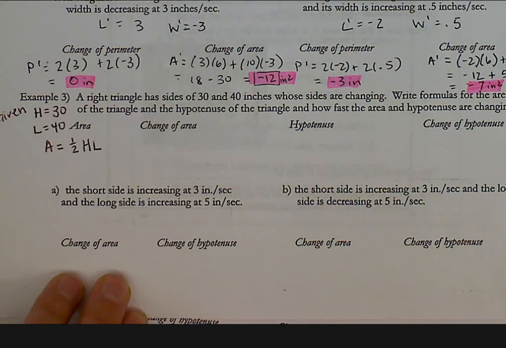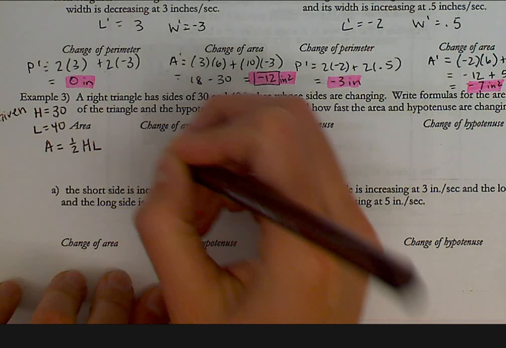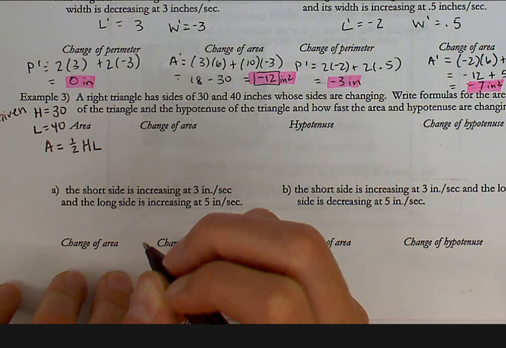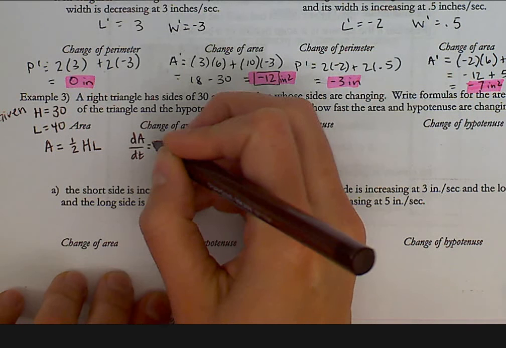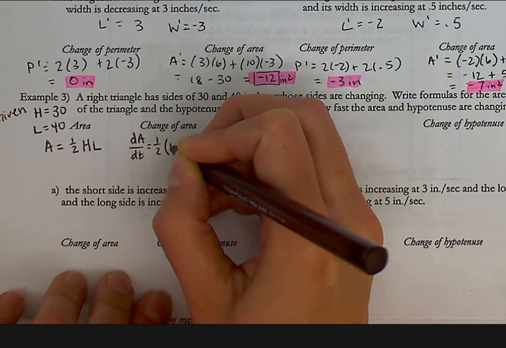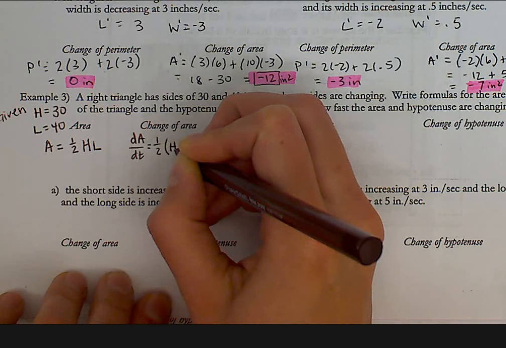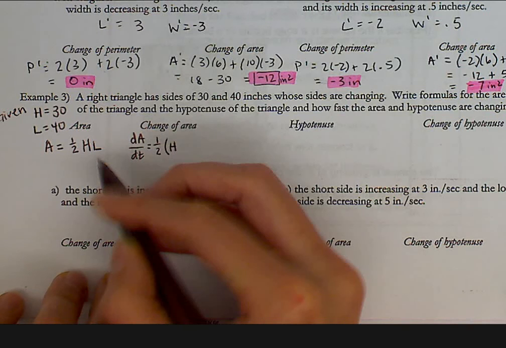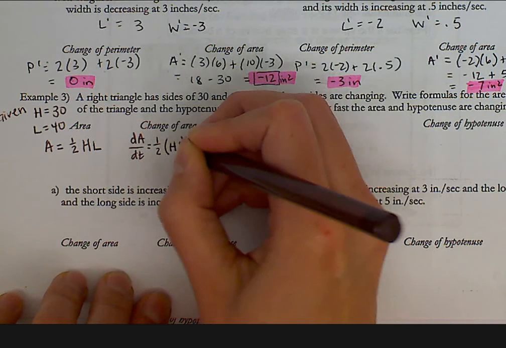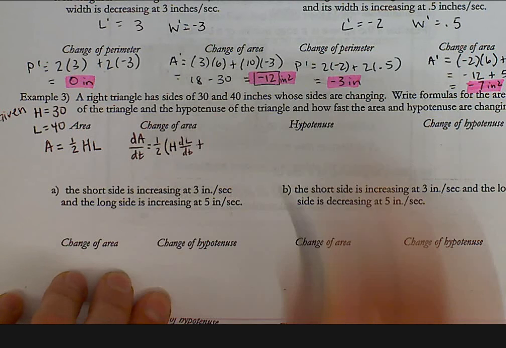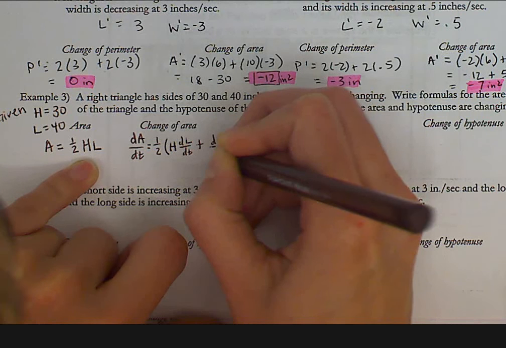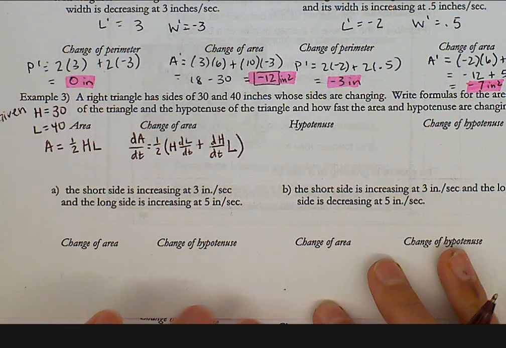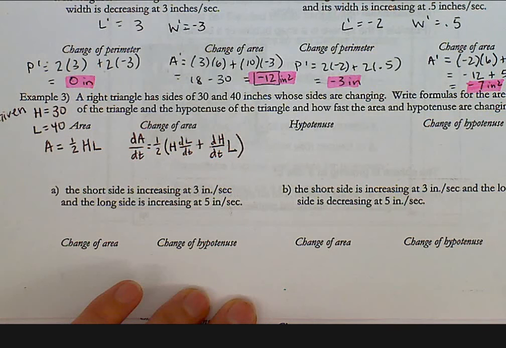So my change in area, if I use the other notation, is going to be dA dt equals 1/2 h. So I left h the same, and then I can take the derivative of L, and that would be dL dt, plus, and now if I take the derivative of h, that's dH dt, and L stays the same. So this is how it would look as opposed to the prime notation.